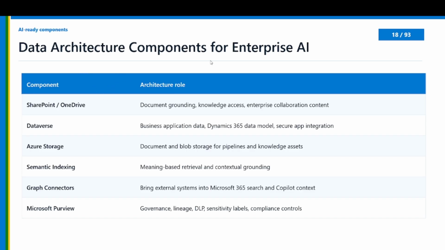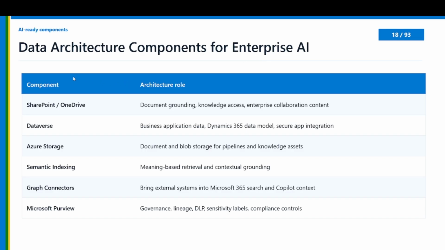Then AI-ready components: data architecture components for enterprise AI. We are still discussing making the data AI ready in terms of data architecture. The first thing we have said is determining the data sources, whether they are within the Microsoft ecosystem. The next thing is building a centralized data lakehouse and warehouse, and then building a RAG database from the lakehouse and warehouse, and connecting the agent.